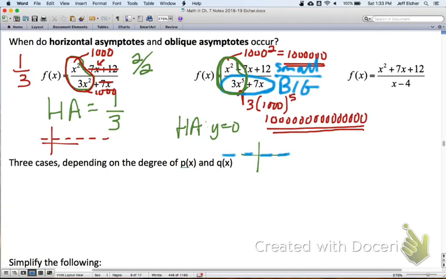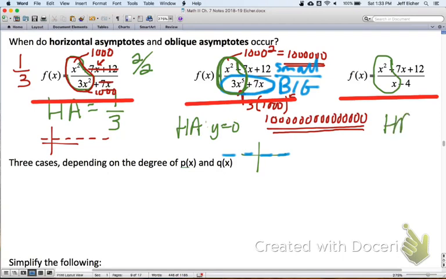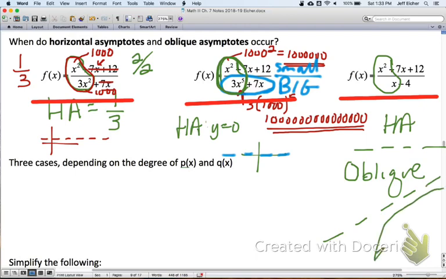The other situation that we can come across is, really, there's only one other case, right? This first case here, they're equal degree. This case here, the denominator is bigger. And now this case, the numerator is bigger. So what happens when you have that case? Well, we'll be talking more about that later in this lesson. But just to give you a preview, you won't have a horizontal asymptote. It actually becomes an oblique asymptote. An oblique asymptote is a diagonal asymptote that the function follows, maybe kind of like that.